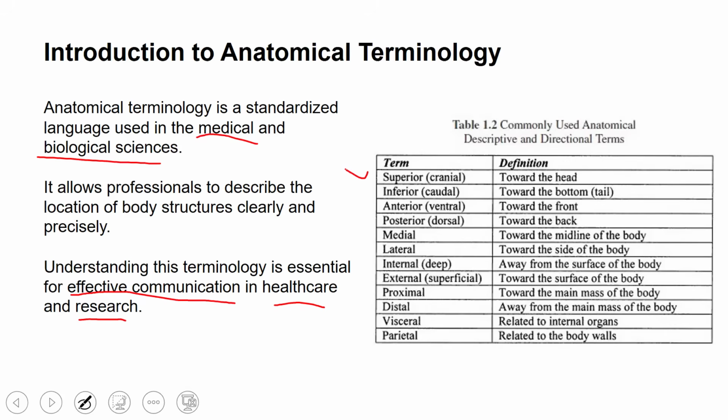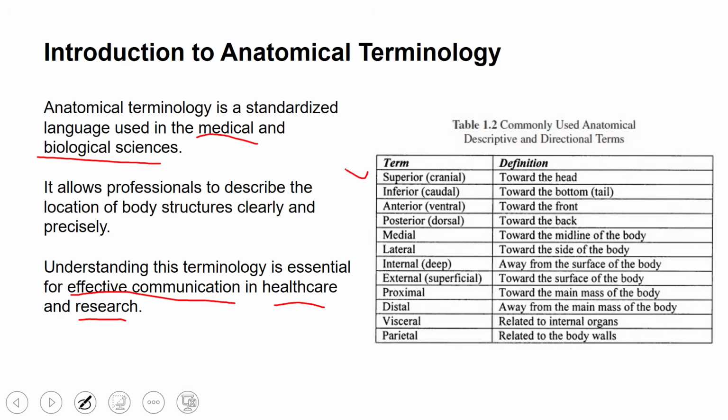Internal or deep, it means away from the surface of the body. It means inside, away from the surface of the body. External, it means toward the surface of the body, or you can call it superficial. It means at the surface of the body. Proximal means toward the main mass of the body. Distal means away from the main mass of the body. Visceral means related to internal organs. Parietal means related to the body walls.